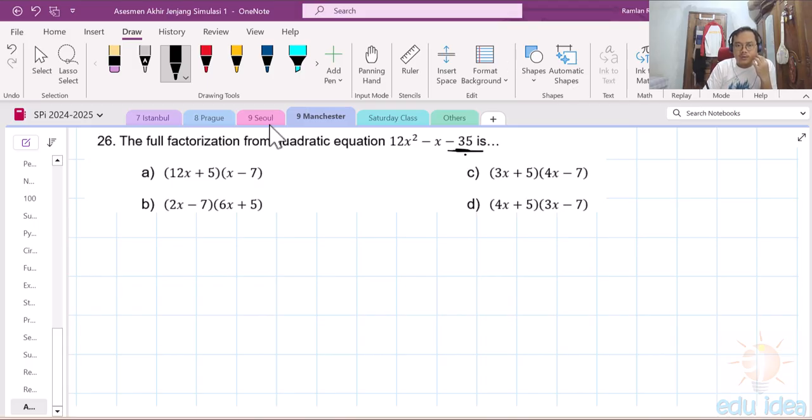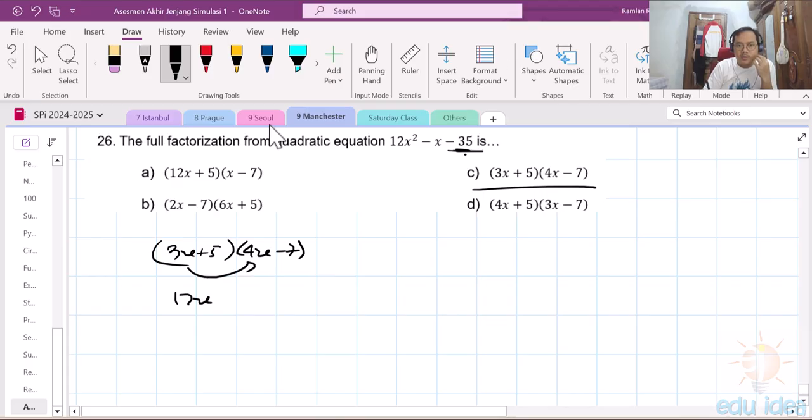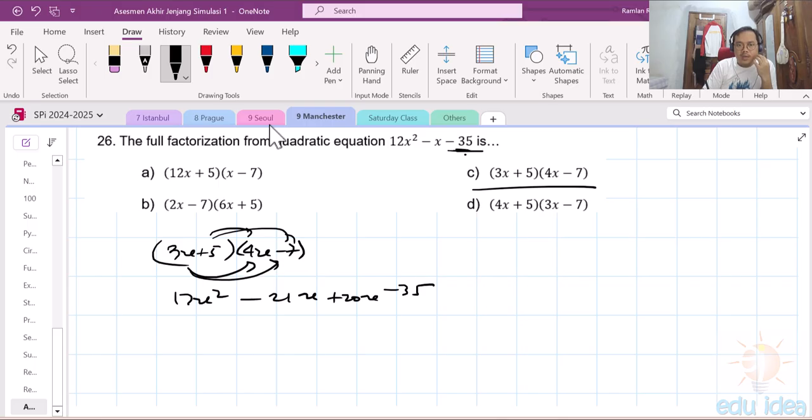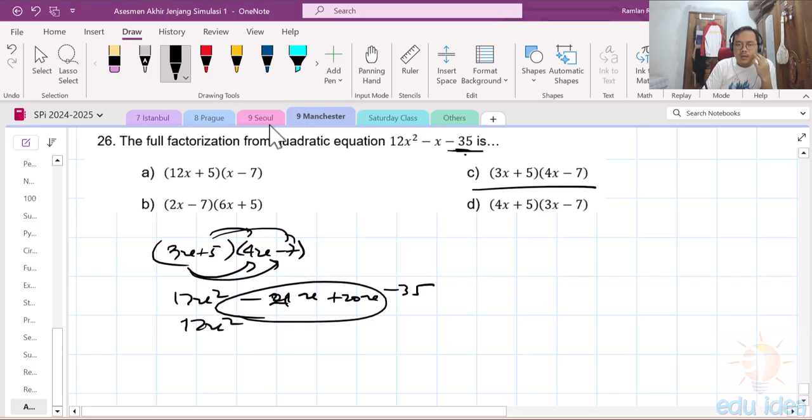Now let's try option C, for example. We have 3x plus 5, and then 4x minus 7. So if we expand the brackets, it will be 12x squared, and then this one becomes negative 21x, and this becomes plus 20x, and then this becomes negative 35. And if you combine these two, negative 21x plus 20x, there will be minus x, and then minus 35. And there we go. That is the answer.